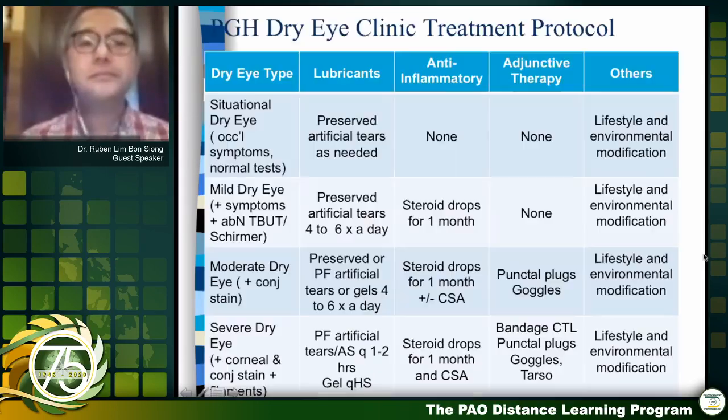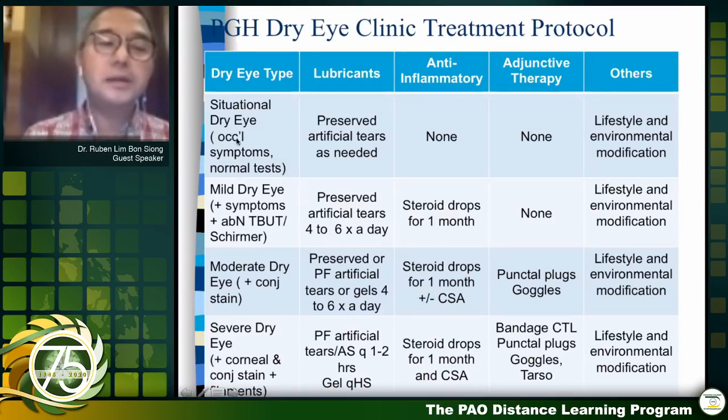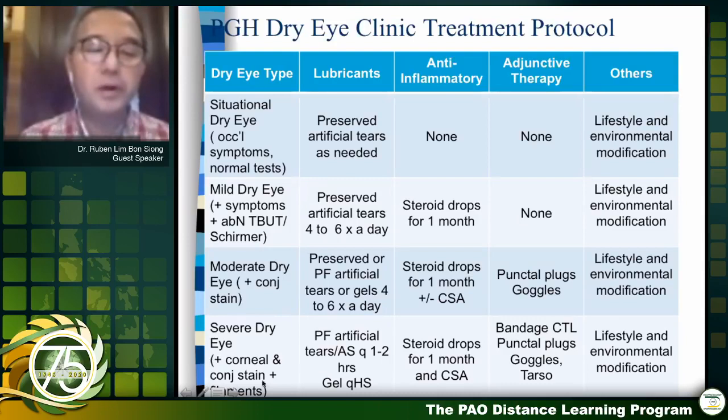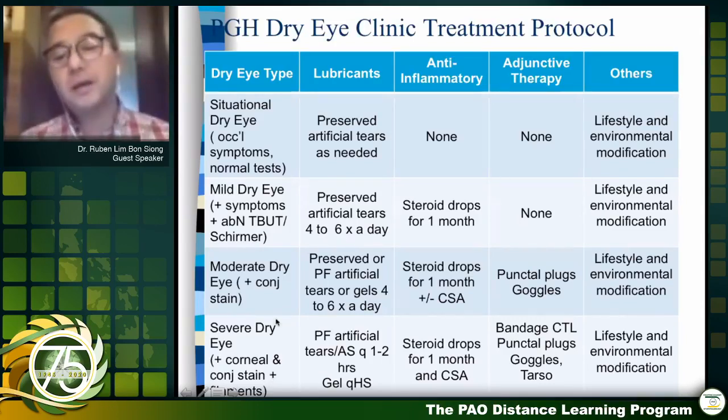Okay, so this is a simple dry eye protocol. Situational dry eye is wherein you have symptoms only and all the tests are normal. Mild dry eye is with symptoms, or you have an abnormal tear breakup time or an abnormal Schirmer's. In moderate dry eye, you have all of the above symptoms, abnormal tear breakup time or Schirmer's, then you have staining on the conjunctiva, that becomes moderate. Now, if you have staining on the cornea with filaments and all that, that becomes severe.